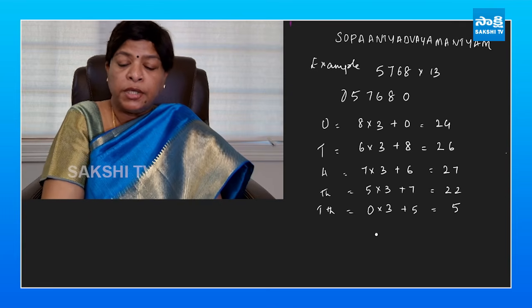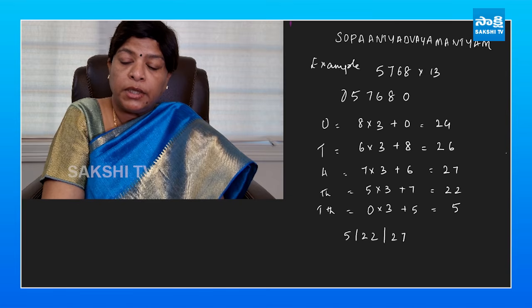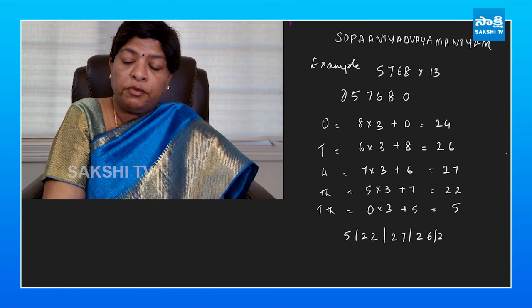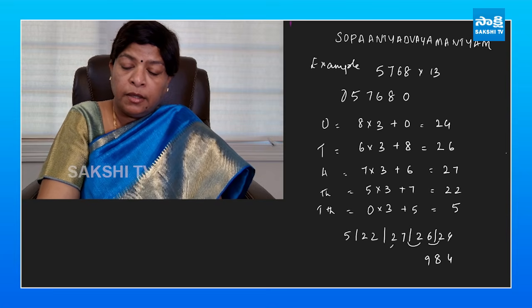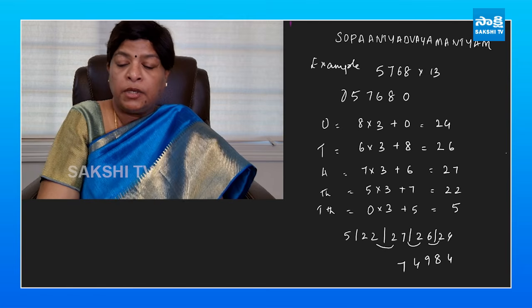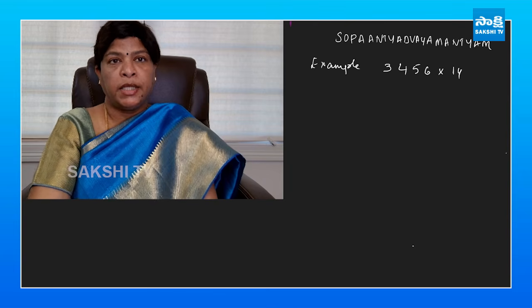So write down the numbers like 27, 26, and 24. Applying the balancing rule. So we have 4, 8, 9, 4, and 7. So the answer to this problem is 74,984. Let's see another example.